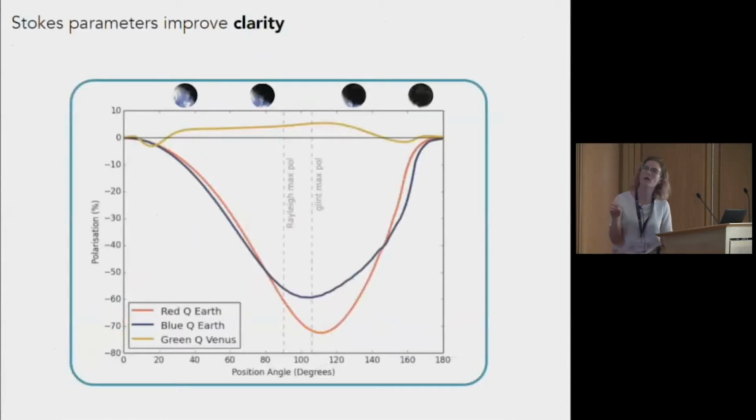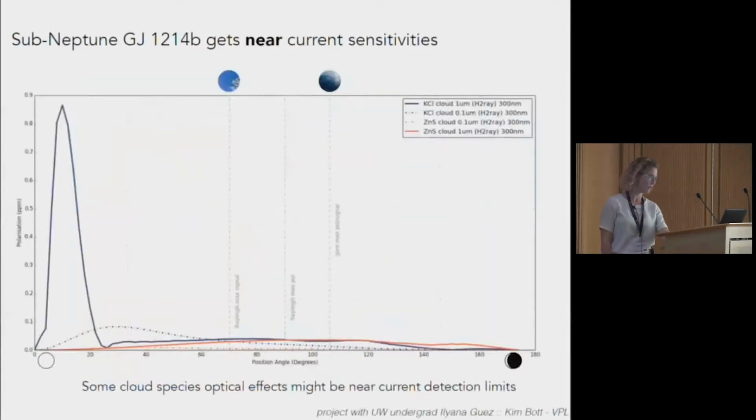And I should point out that I'm simplifying things here. I'm showing you the total polarization. In reality, we're normally looking at Stokes parameters. We have a little bit more information than the last few plots that I've shown you. So we're looking at Stokes Q and U, and we're getting positive and negative values that also behave in particular ways depending on your rainbow behavior and your scattering surface if you're looking at a surface.